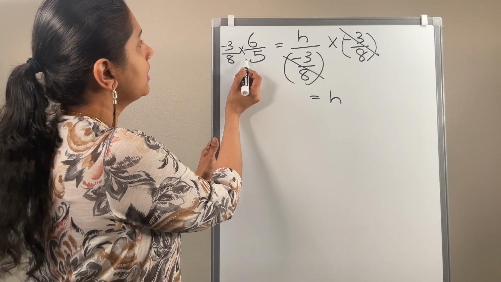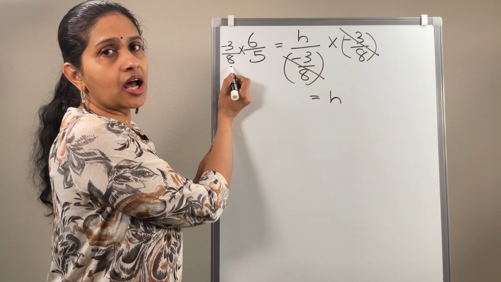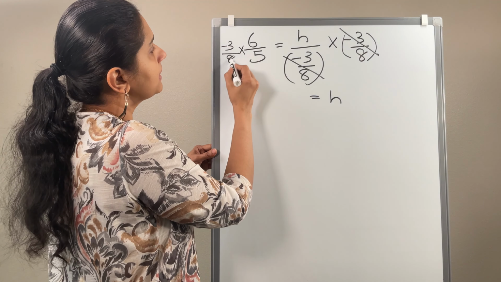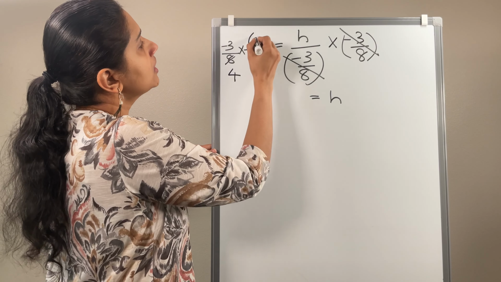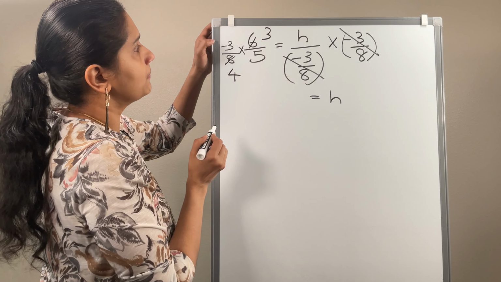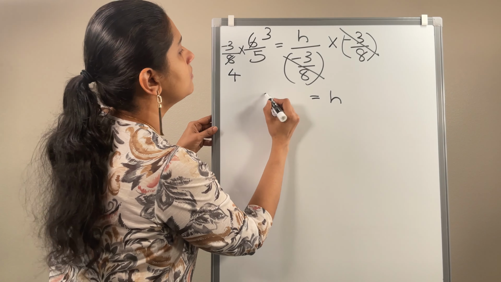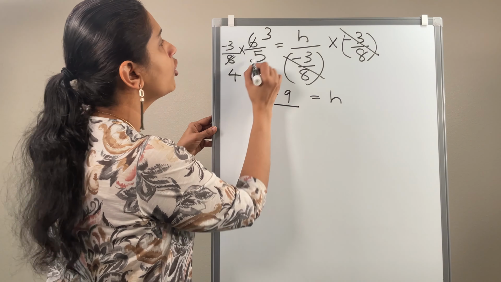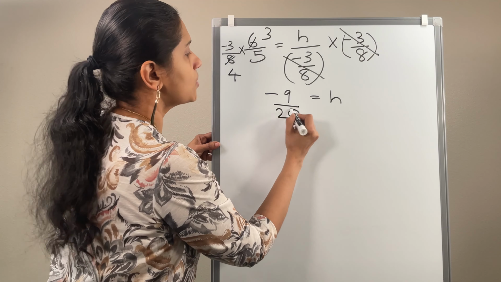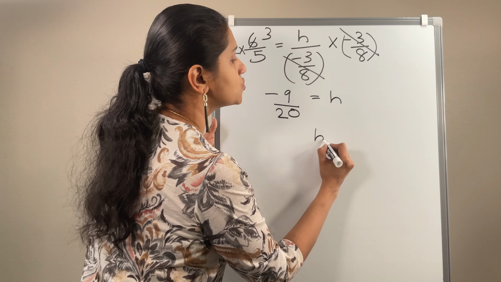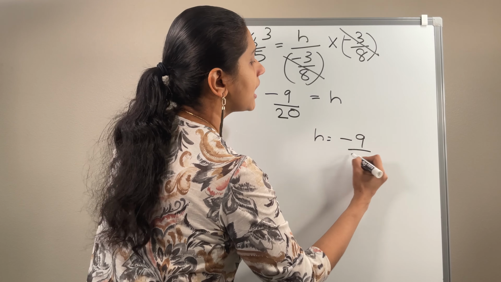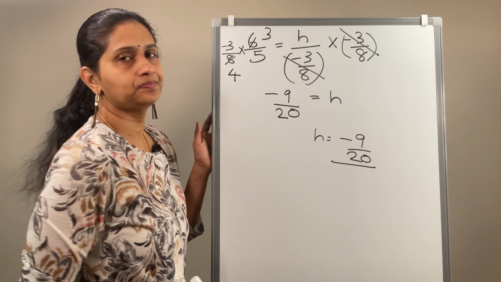Now how to solve this? Here you can see both 6 and 8 are divisible by 2. So I am simply cutting. This is 4. This is going to be equal to 3. So minus 3 times 3, which is minus 9. 4 times 5 is going to be 20. So the value of h will be equal to minus 9 by 20.